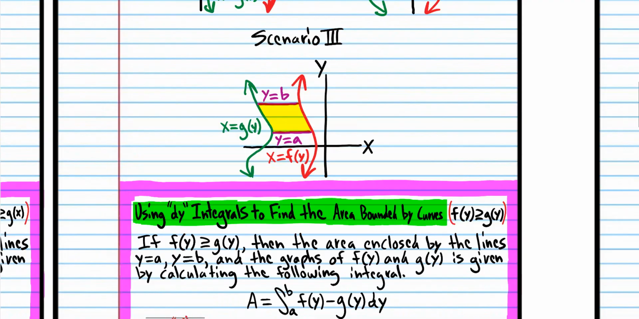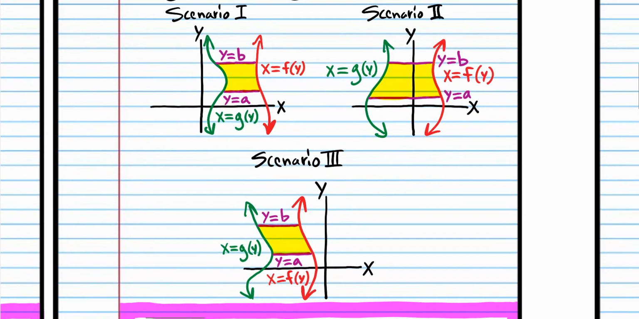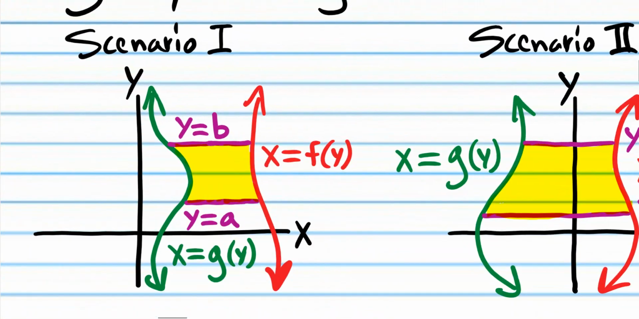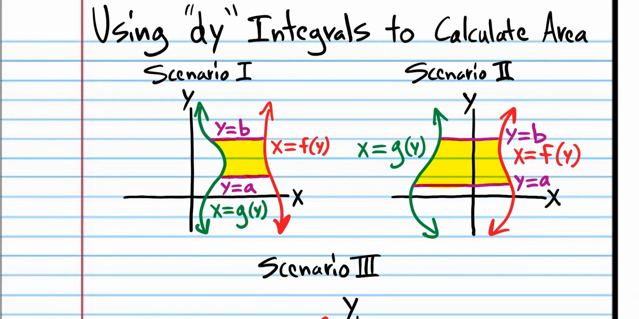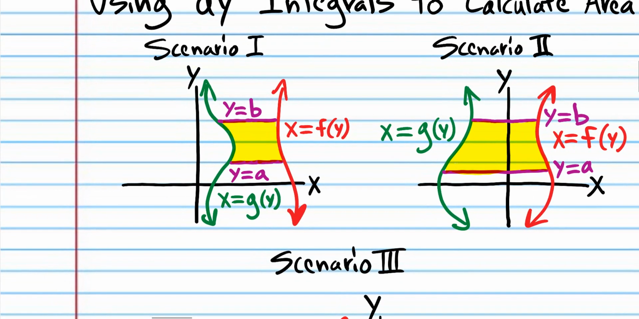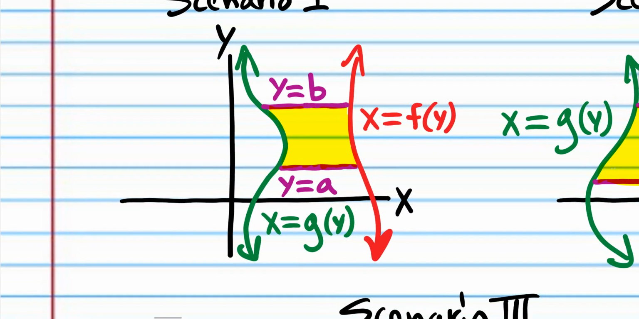We don't really think of x values as outputs. They're the inputs in most cases. So when you're using a dy integral, you want to think of it in terms of subtracting x values. So we take these red x values, the distance from here to here, and we subtract the green x values, which is the distance from here to here, and that gives us the heights of our rectangles. So we're talking about x values.